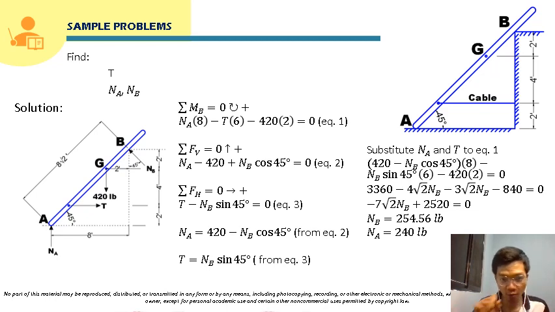To solve now for tension force T, we will also substitute NB here. So our NB again is 254.56. Again, it's better if you include all the decimal places. Times sine 45, so that will be 180 pounds. Okay, so these will now be the answers for this problem. We have already solved for T, NA, and NB. So we can now box these answers.